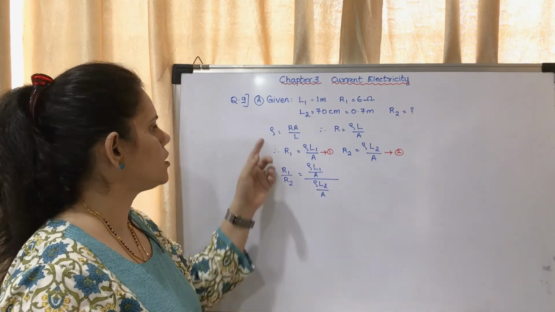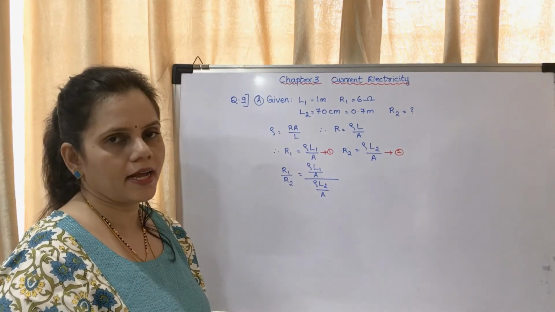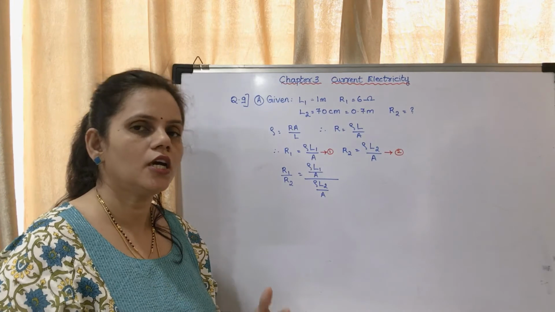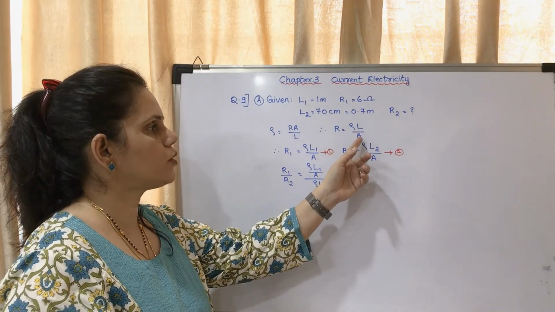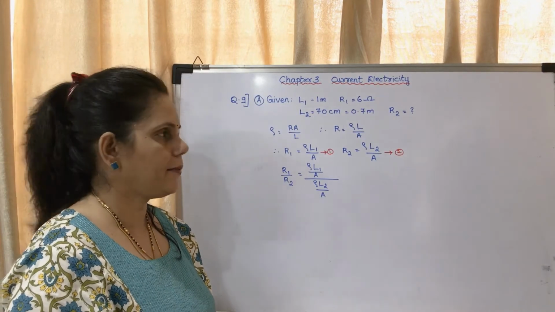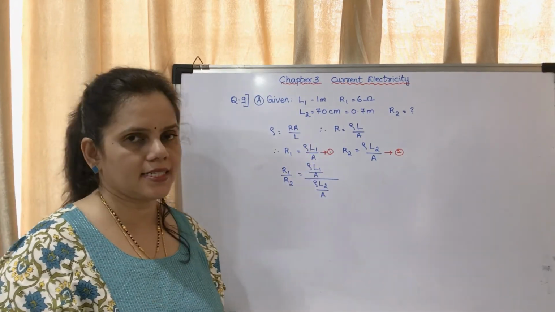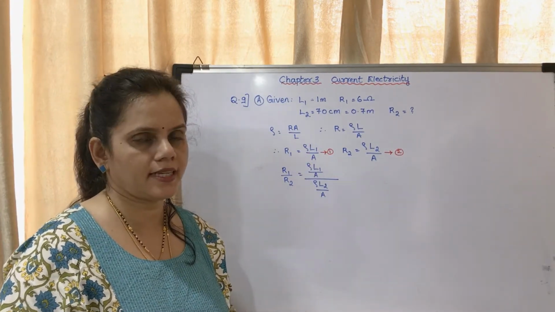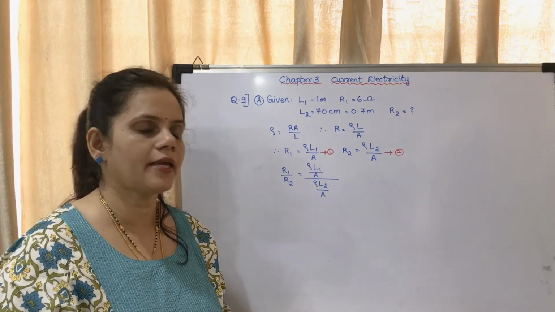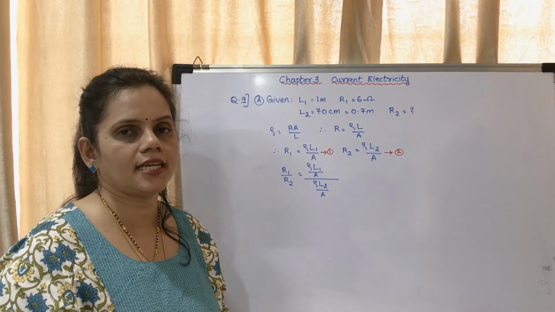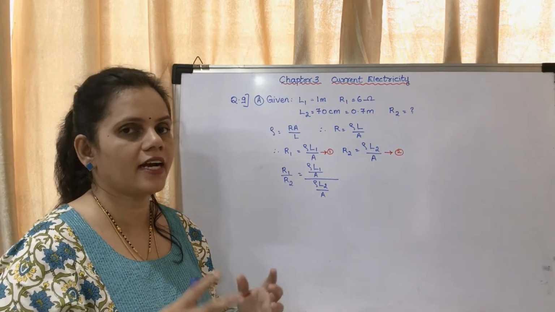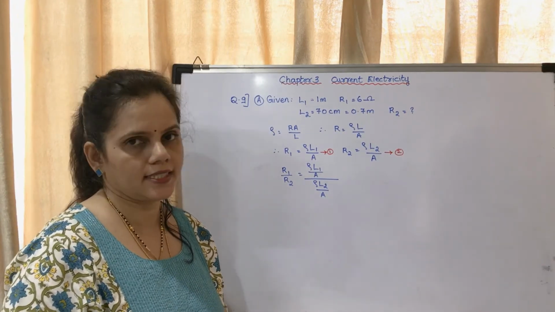So we know that rho is equal to RA upon L. We know the equation, rho is equal to RA upon L. So R is equal to rho L upon A. Here the material is the same, so rho will remain the same. The wire is also the same, so area will remain the same. Only what is changing? The length is changing. We are cutting the wire, so the length is changing.